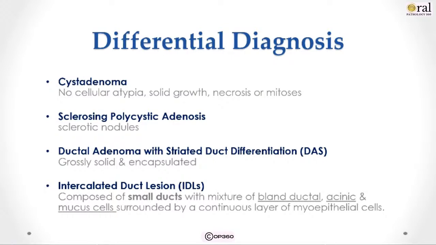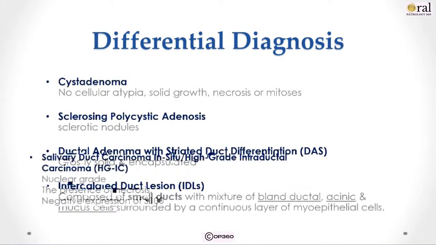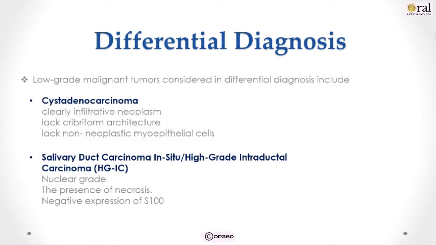Okay, let's have a look at the other differential diagnoses. Within the low-grade malignant list, we had cystadenocarcinoma and salivary duct carcinoma in situ, and some features are helpful to distinguish these tumors from ours. Within the cystadenocarcinoma, we have a clearly infiltrative neoplasm, with lack of cribriform architecture and lack of non-neoplastic myoepithelial cells.